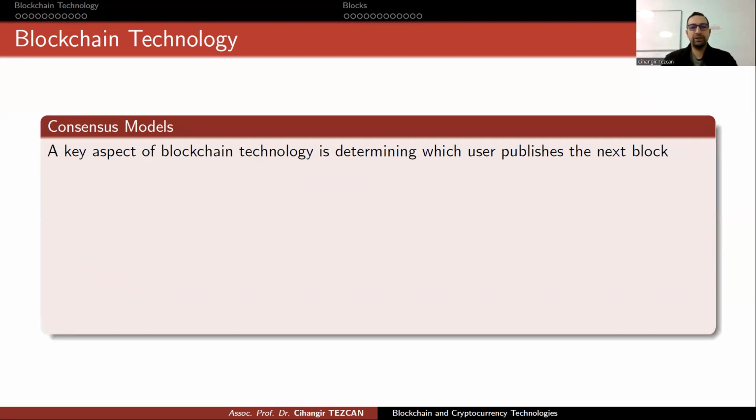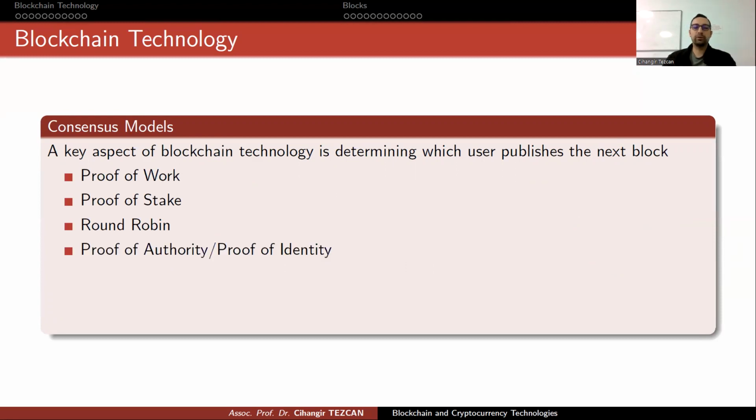A key aspect of blockchain technology is determining which user publishes the next block. We can use different consensus models for that. We have things like proof of work, proof of stake, round robin, proof of authority, proof of identity, proof of elapsed time, proof of storage, and so on and so forth. So there are many methods.